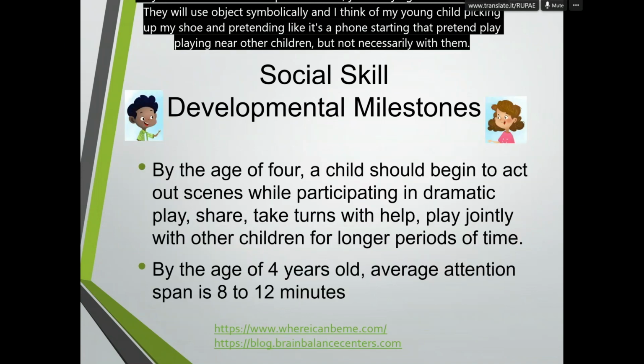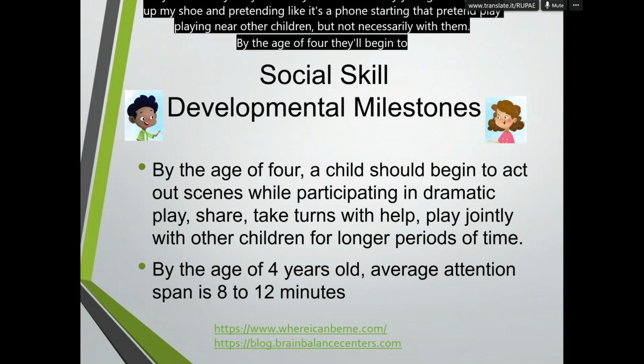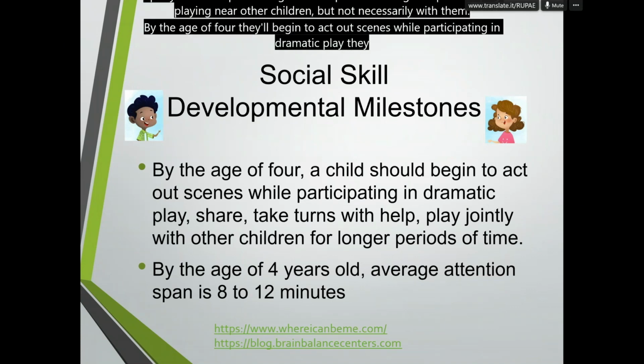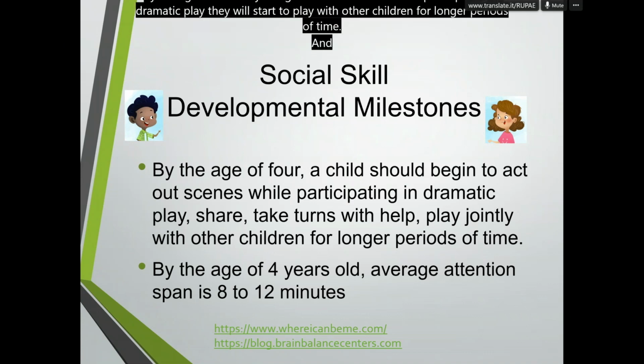By the age of 4, they'll begin to act out scenes while participating in dramatic play. They will start to play with other children for longer periods of time. And by the age of 4 years old, the average attention span is 8 to 12 minutes.